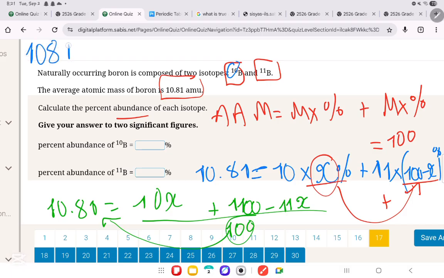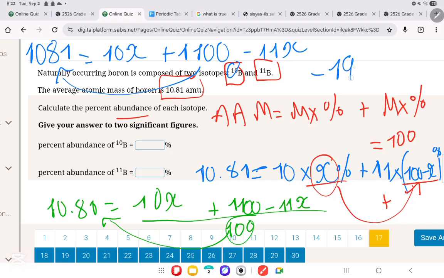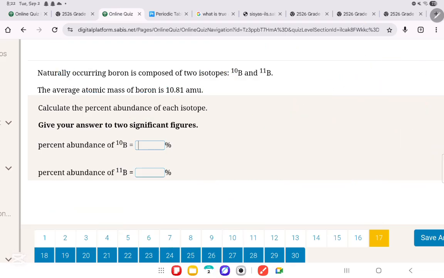It's equal to 10x plus 1100 minus 11x. Move this to the other side. We will get now what? You will get 1081 minus 1100, which is minus 19. So minus 19 is equal to what? Is equal to minus x. That means x is equal to 19%. Stop here. X is what? We assigned x for which one? For boron 10. That means this one is 19%.